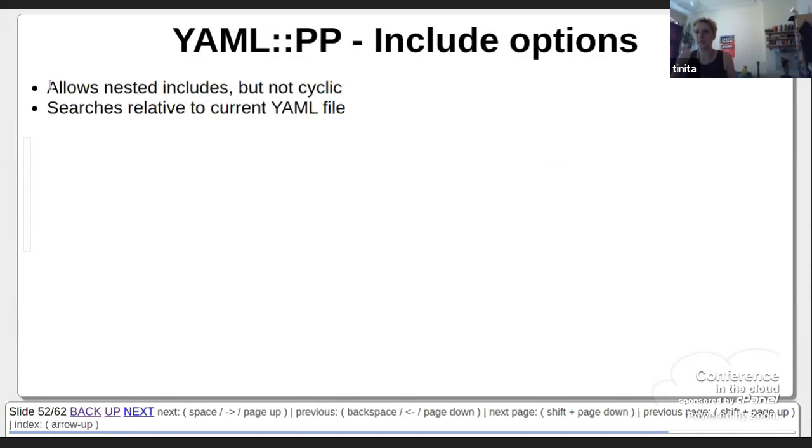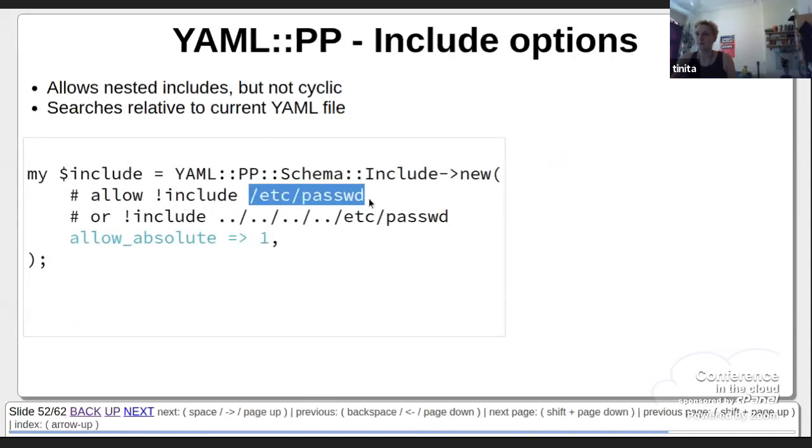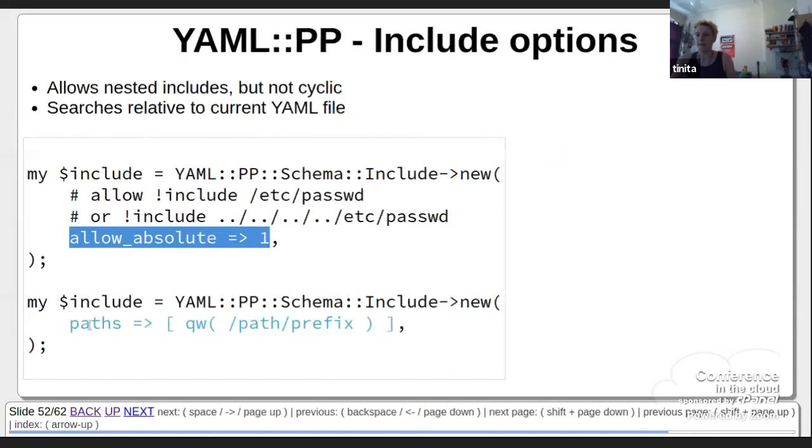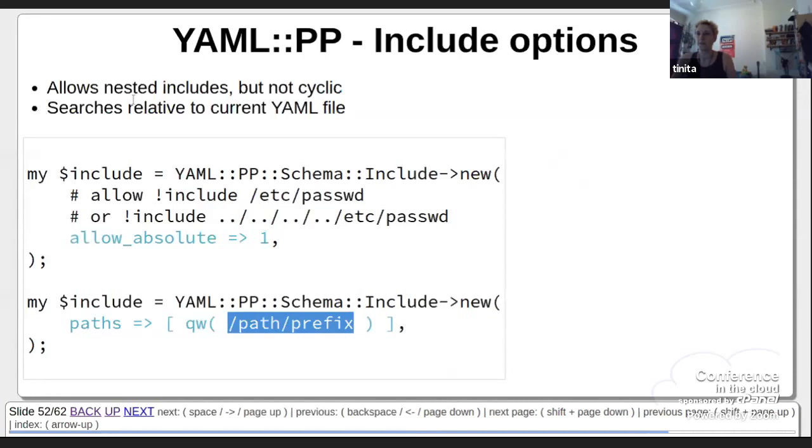The include does allow nested includes, but not cyclic ones. And it is searching relative to the currently processed YAML file. Absolute paths are not allowed, but you can enable it. So if you want to load /etc/passwd, you can actually do that, and it's actually valid YAML. So you can say allow absolute. And you can also pass it a list of paths to search from instead of searching relative to the current YAML file.